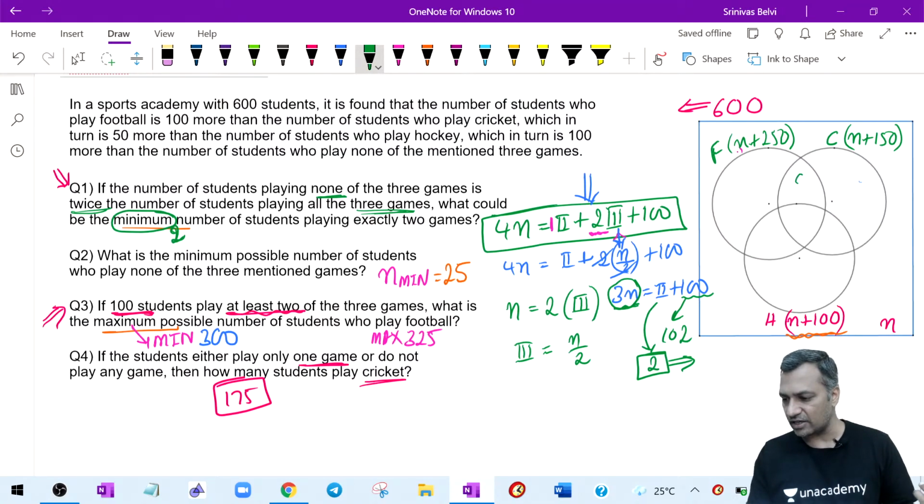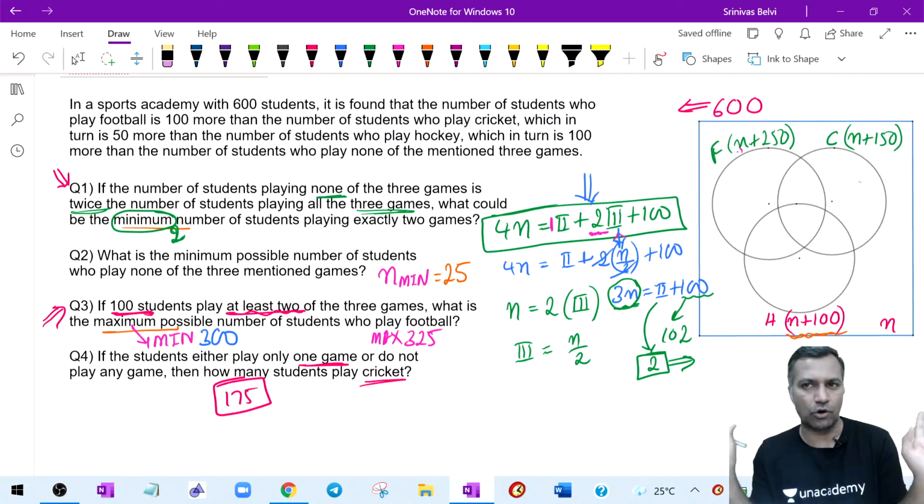Now, where is that? Should I write here? Should I write here? I don't know, right? Or should I write 110? No idea. That doesn't matter to us. We want minima. We found minima. Finished. Okay. Is it making sense to you?